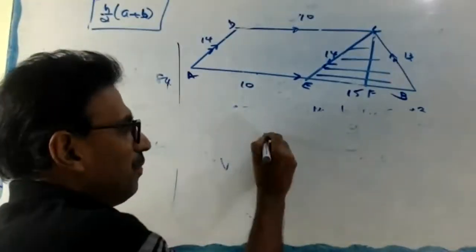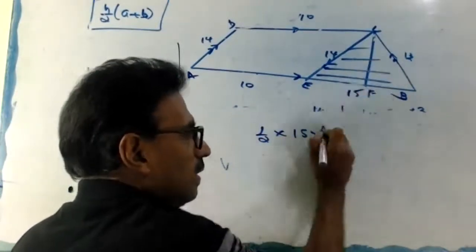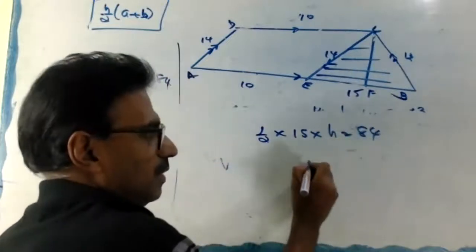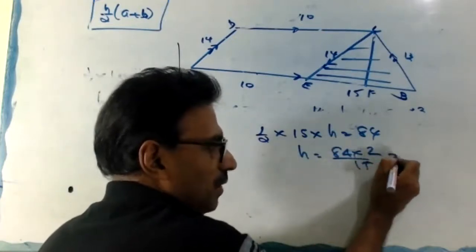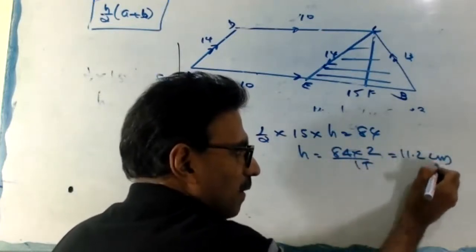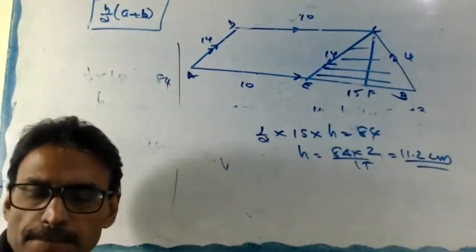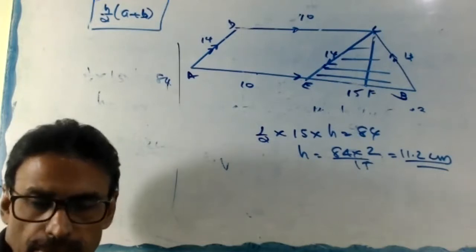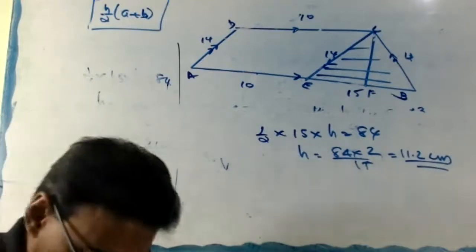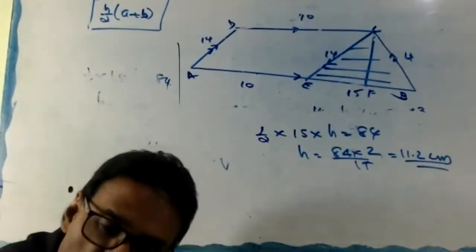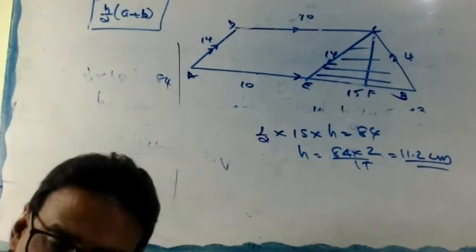Listen here. Half into base 15, height h equals 84. So h equals 84 into 2 divided by 15. You'll get 11.2 centimeter. Write this one: h equals 11.2 centimeter. Up to here, okay? Now, our purpose is what? What is our question?